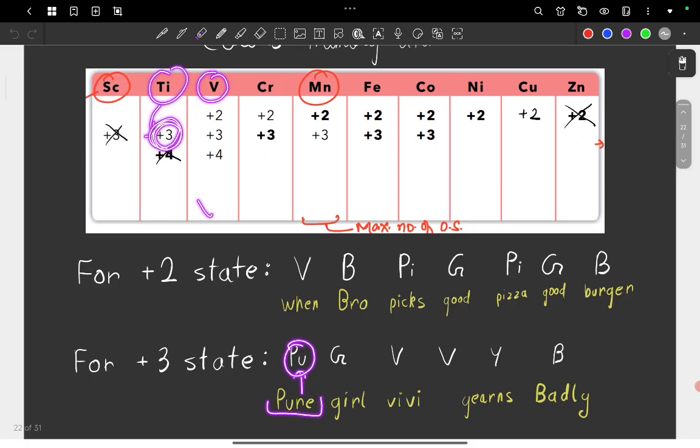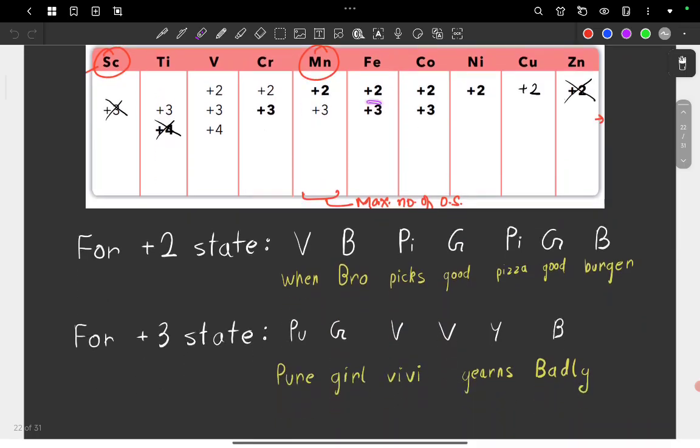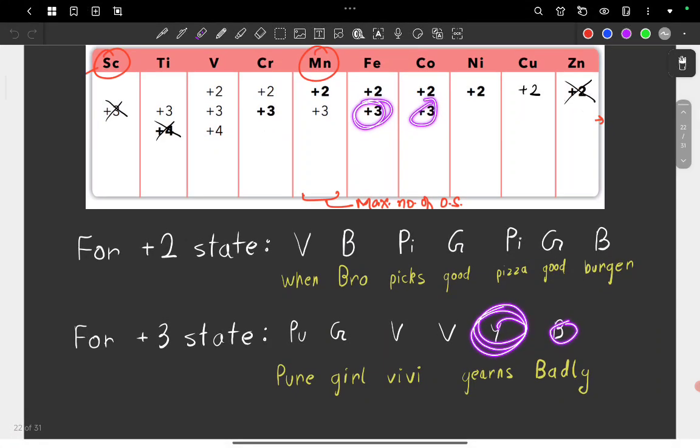which means that titanium 3+ is purple in color. Using gold, you have to remember G for green, which means vanadium 3+ is green in color. Similarly, chromium 3+ is violet in color. Mn3+ is also violet in color. Your Fe3+ is yellow in color, and your Co3+ is blue in color.